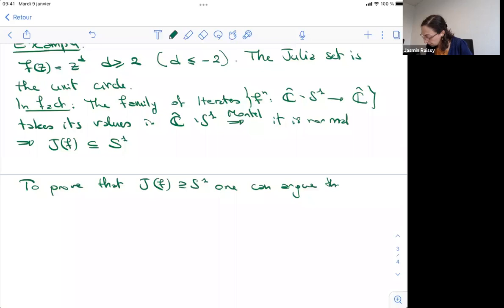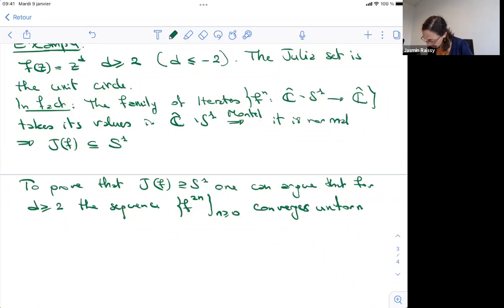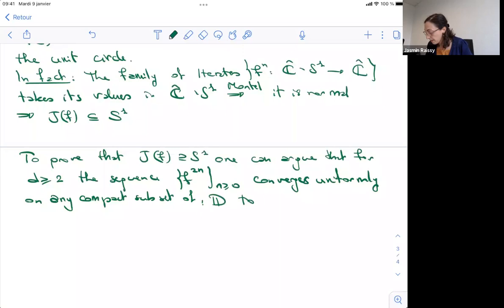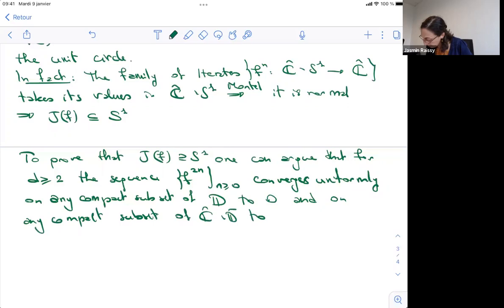that for, say, for D at least 2, the sequence F iterated 2 times N, then at least 0, converges uniformly on any compact subset of D to the constant map 0, and on any compact set, I don't know why I put this 2, yes, of C hat minus D bar to infinity. Okay.